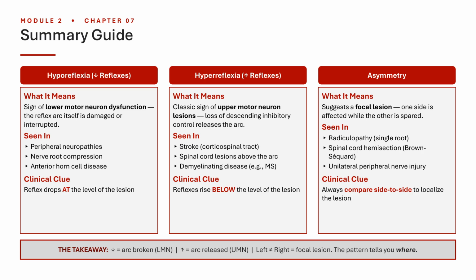Asymmetry, unequal side to side. What it means: one side is affected, the other is spared. Points to a focal lesion: one root, one nerve, one tract, one side of the cord. The takeaway in 3 symbols: down arrow equals arc broken, LMN. Up arrow equals arc released, UMN.